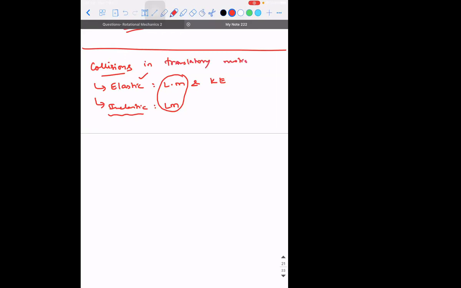Translatory motion. So when a question is given, how will you identify whether it is a translatory or a rotational one? Translatory is caused by force. Rotation is caused by torque. So in a similar concept, we are going to see collisions in rotational motion. This is not a separate concept. It is just an extended concept from the translatory one. The only condition we are going to apply is what changes will take place? What is the only change that is going to take place?